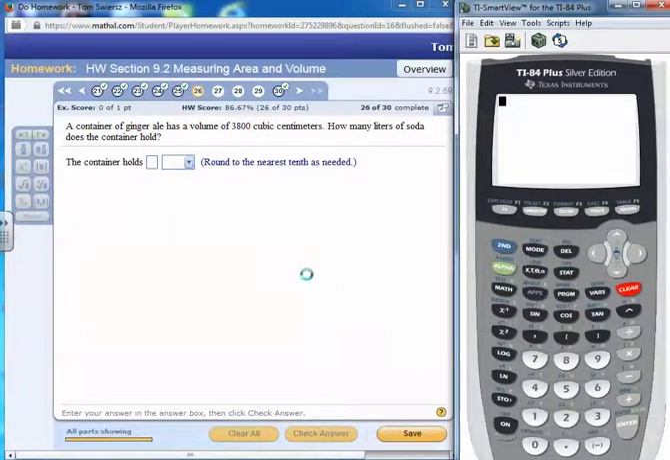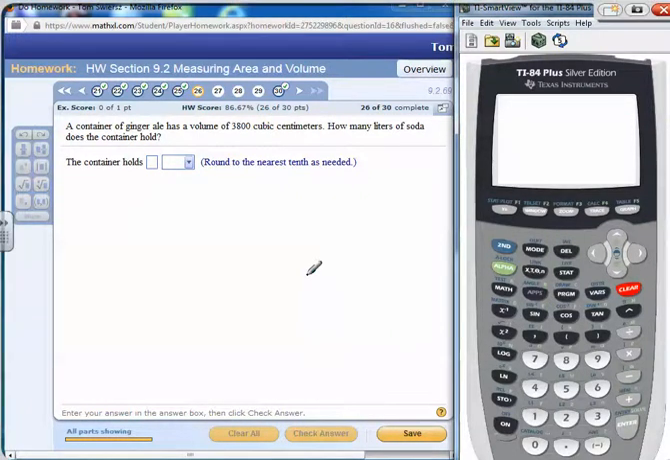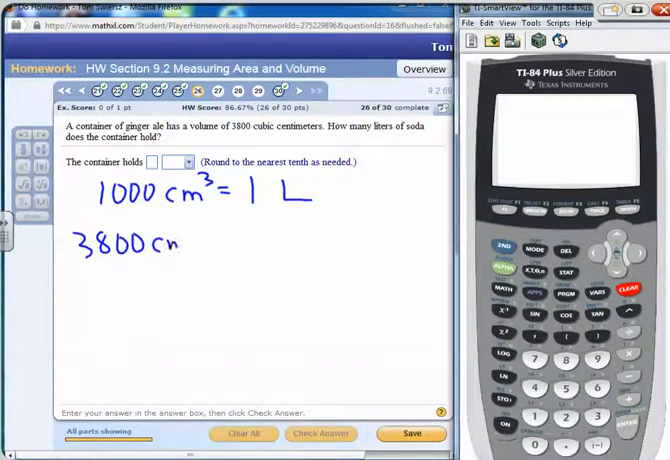Number 26, a container of ginger ale has a volume of 3,800 cubic centimeters. How many liters of soda does the container hold? Now again, what you need to remember is there are 1,000 cubic centimeters in 1 liter, okay? If you go back to previous problems, you can find that or in the textbook. 1,000 cubic centimeters. So 3,800 cubic centimeters, okay?